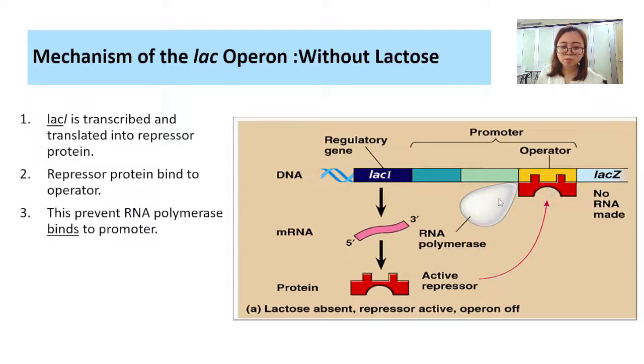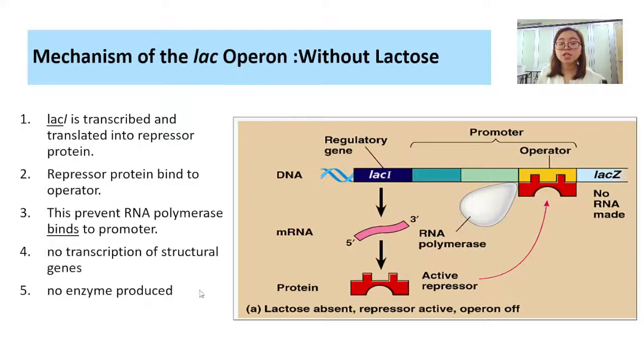Bila dia menekat kepada operator, RNA polymerase cannot bind to the promoter. It prevents RNA polymerase from binding to promoter. RNA polymerase ni mau melekat di DNA, tapi sebab ada repressor protein halang dia tidak dapat lekat dan tidak buat transcription. So there is no transcription of structural genes and no enzyme is produced. Therefore, without lactose, operon is not active. We can also say operon is now switched off.